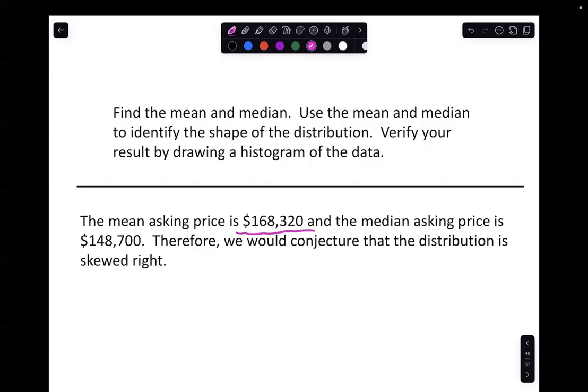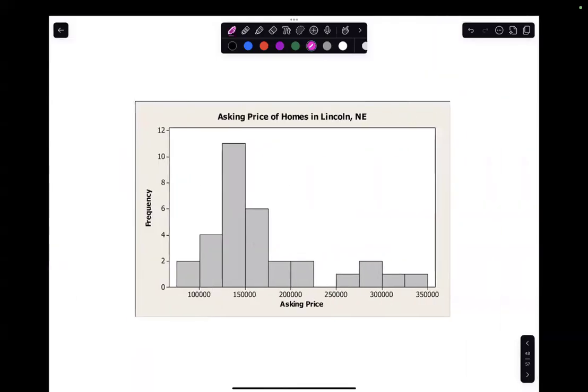The median is 148,700. So our median is significantly smaller than our mean, so we are skewed right. Once we see the histogram, it should be skewed right because our median is significantly smaller than the mean. Let's take a look. Here's what our histogram looks like. Notice how we have this tail over here. This tail shows that it is skewed right because our median is smaller than our mean.